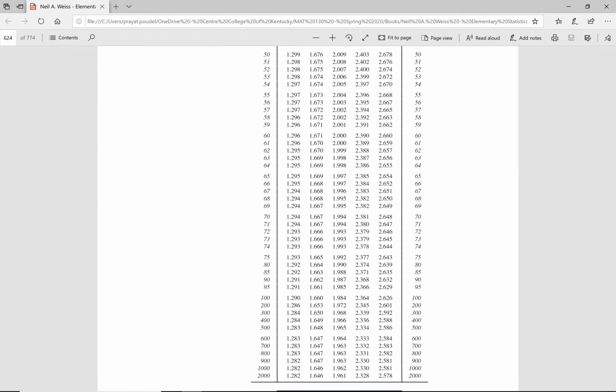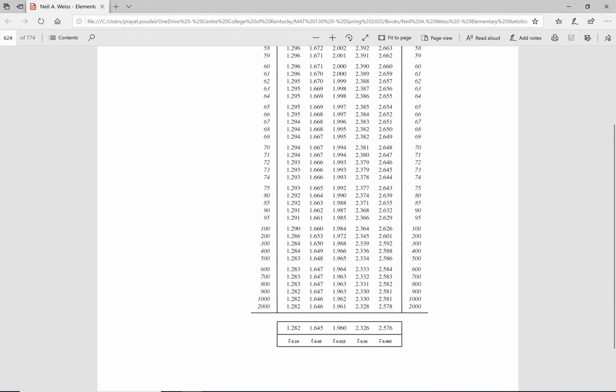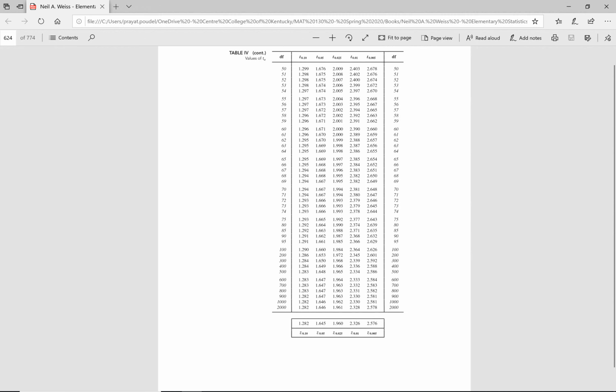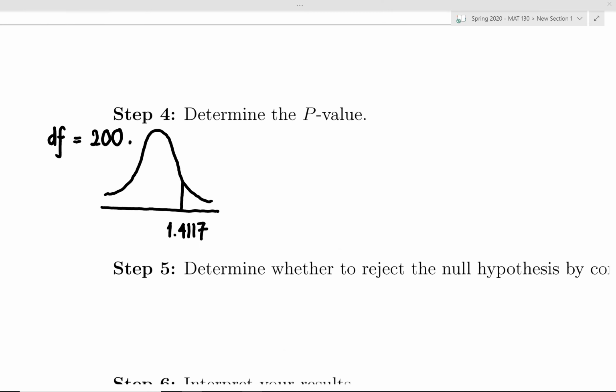If you look at this here, that's the t-table. We're going to look at the degree of freedom 200. In this case, it tells us 0.10 of the area is to the right of 1.286, and 0.05 is to the right of 1.653. So that's the information given to us. Let's take that information and put that on our chart here.